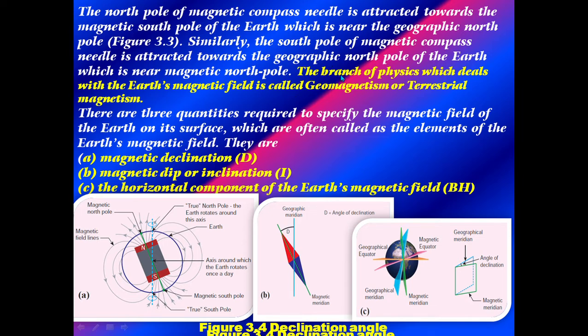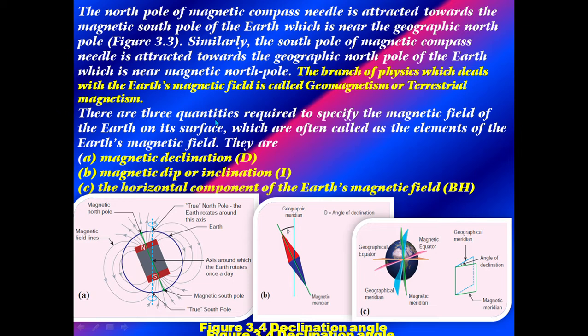So this is a very important two-mark question. The branch of physics which deals with the earth's magnetic field is called geomagnetism or terrestrial magnetism. Once again, what is meant by geomagnetism or terrestrial magnetism? The branch of physics which deals with the Earth's magnetic field is called geomagnetism or terrestrial magnetism.